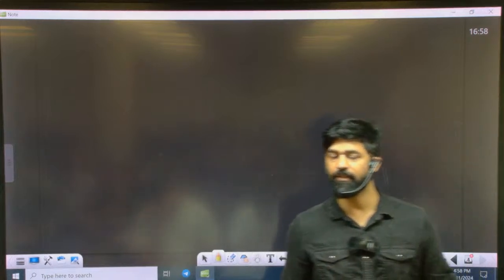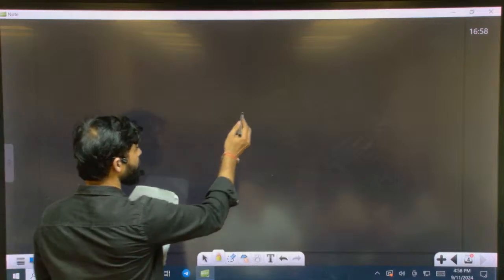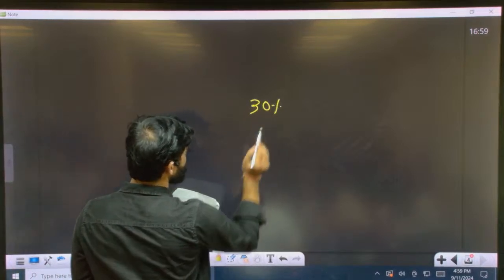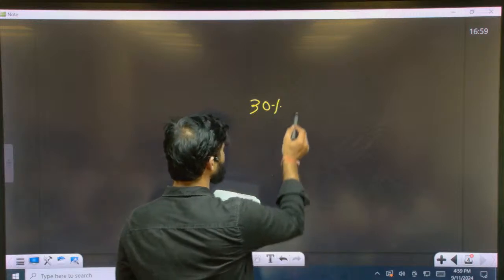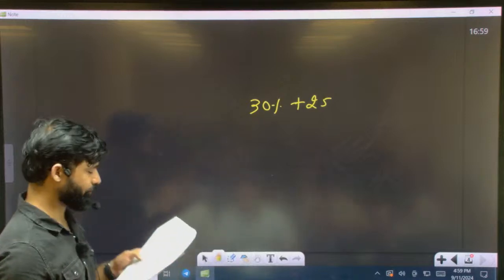Done? What is the answer? 500? More than 500. 500 total marks, and what is that passing percentage? Passing percentage 25. Okay. So a student is scoring 30% and he's failed by 25. Let's give him 25 first. Now the student is passed.